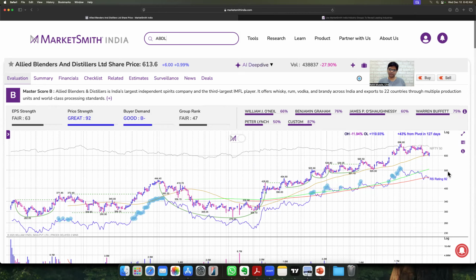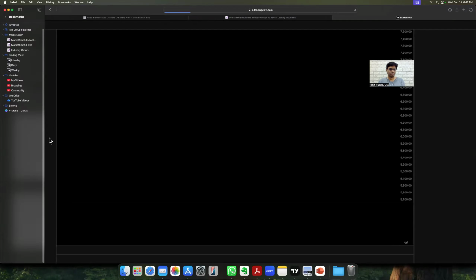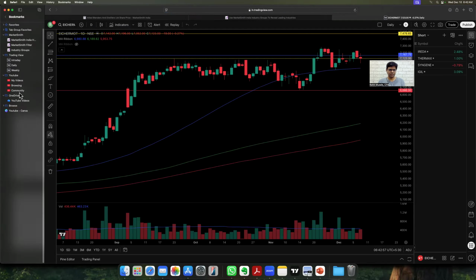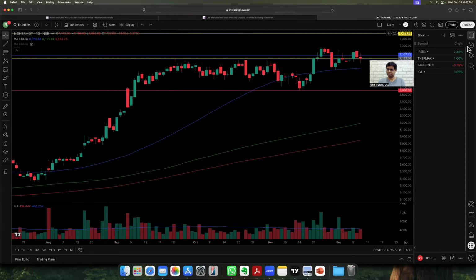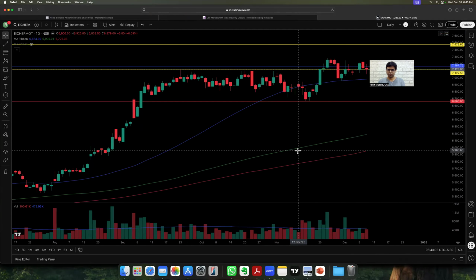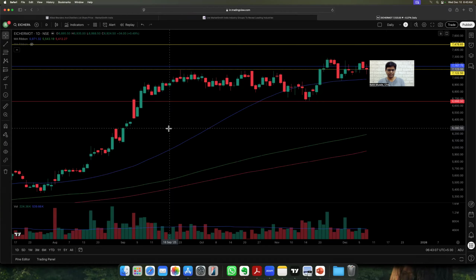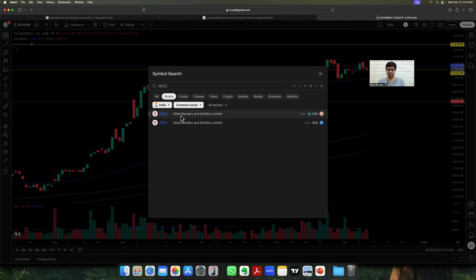Second reason why he might be saying the base quality is not good is it's in the red zone. All of this price action is in the red zone. Let me draw the zones for you. So see, I have made some bookmarks here so that I can quickly navigate to the pages that I want. Let's go to ABDL.